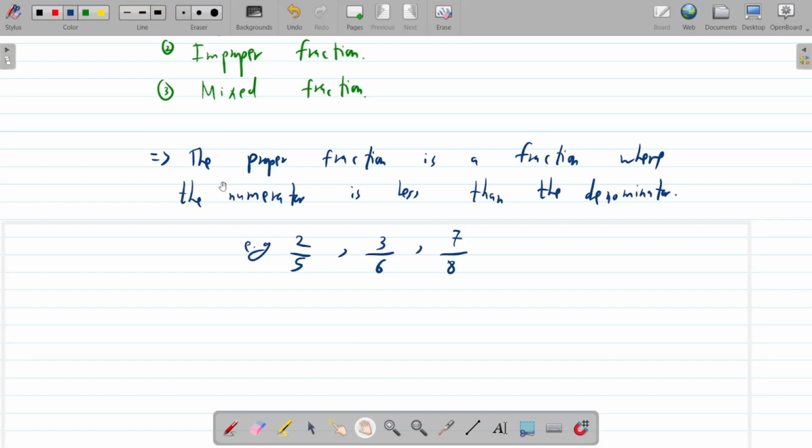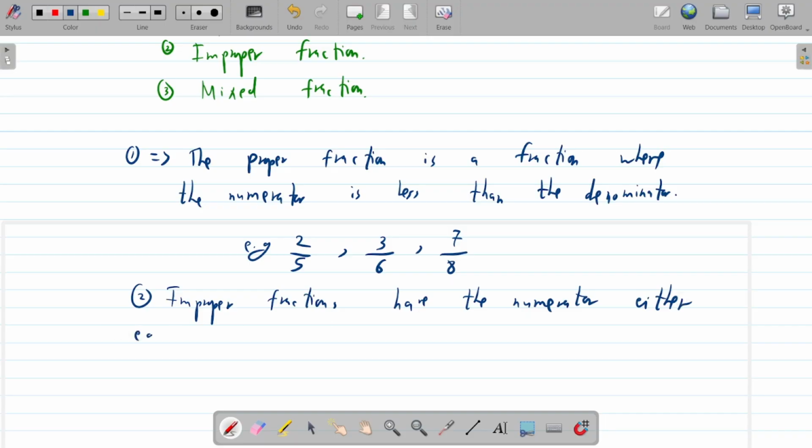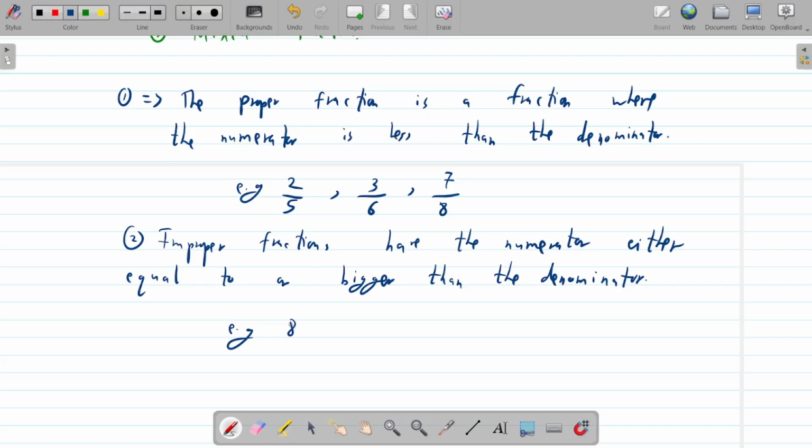The second type is our improper fractions. They have the numerator either equal to or bigger than the denominator. So it's kind of the exact opposite, but with a slight change that it can also be equal. For example, let's say I have 8 divided by 3. That's improper. Let's say I have 9 divided by 7. That's improper. What if I have 2 divided by 2? That's also improper. We discussed that improper fractions can have the numerator and denominator the same, and the numerator can be bigger. So these are the two cases where you have an improper fraction. Is that clear?